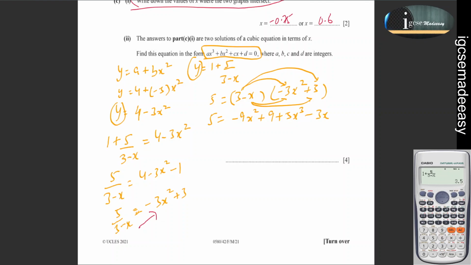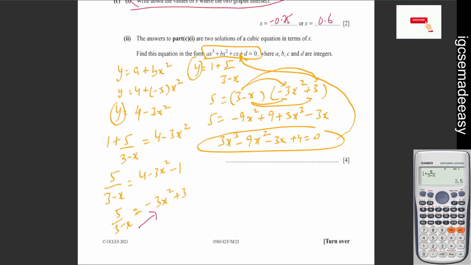Now we can rewrite the equation by shifting all the values. If I shift this 5 over to the right hand side, it will be under this 9, because 9 can be subtracted with 5. Let's write all the equation together: 3x cube first, then minus 9x square, then 9 minus 5 is 4, as well as minus 3x plus 4, that will be equals to 0. So we got this type of equation, ax cube plus bx square plus cx plus d. This is the format, so this will be the answer.